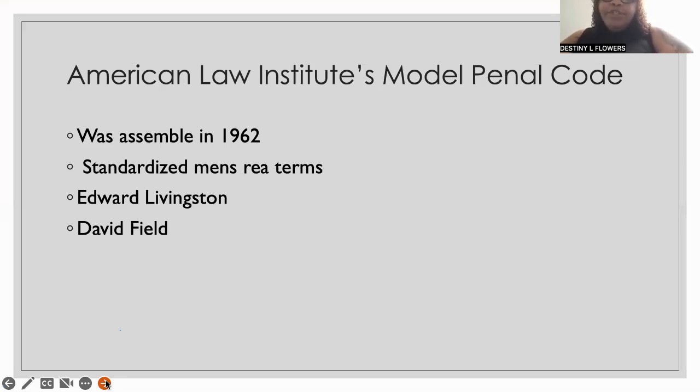David Field was a New York lawyer who revised Livingston's American Criminal Code. Although it was less ambitious, it had greater success.